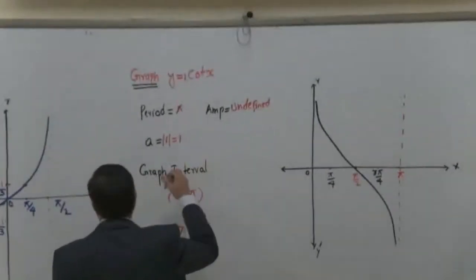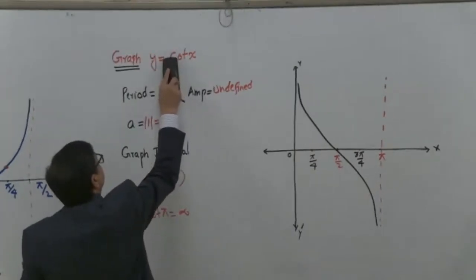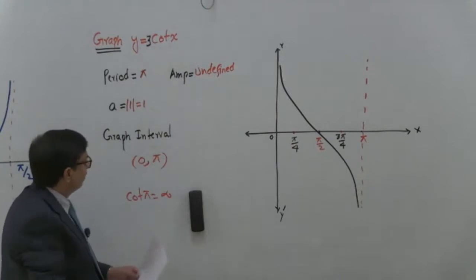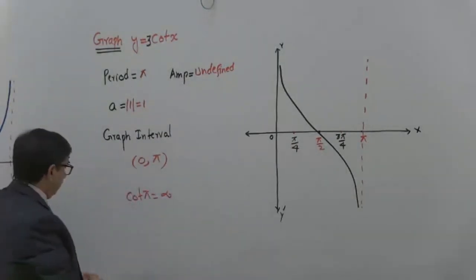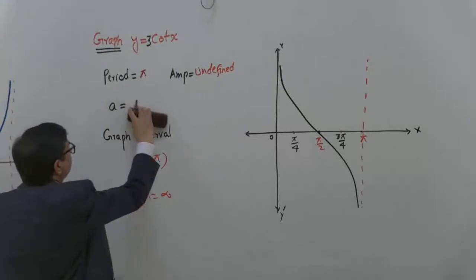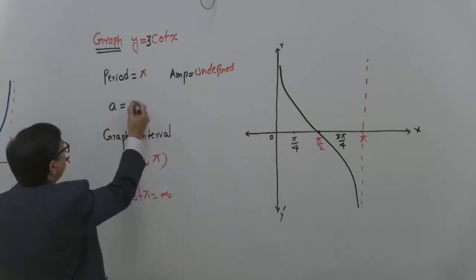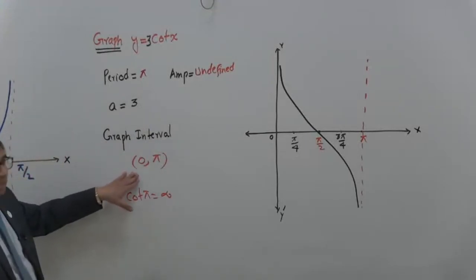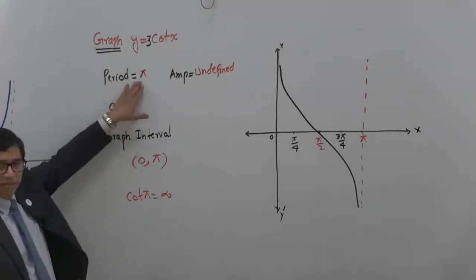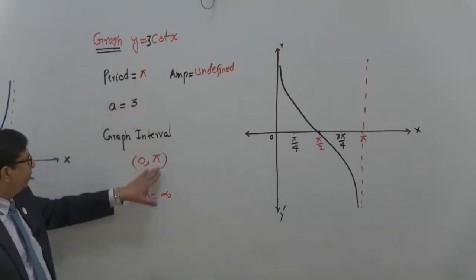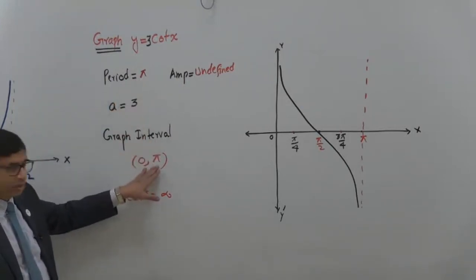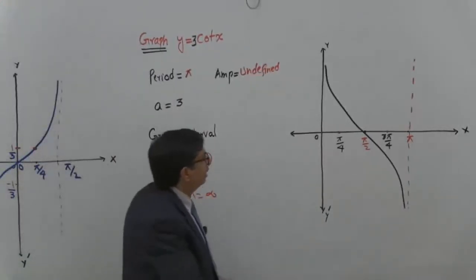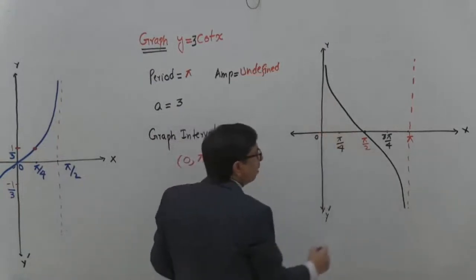For example, I have 3 instead of 1. What will happen? The value of a will change. A is 3. The graph interval will remain the same because the period is pi. Whatever the period is, the period becomes the end point. So 0 to pi is the graph, and the shape of the graph is like this.